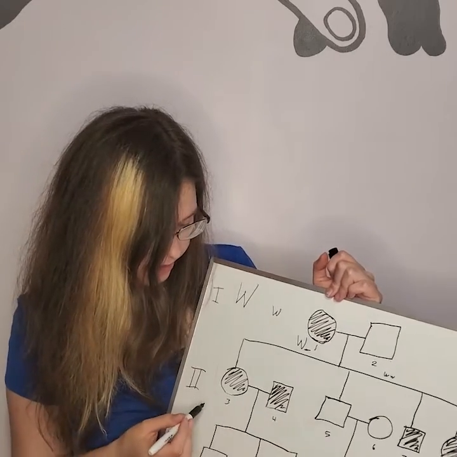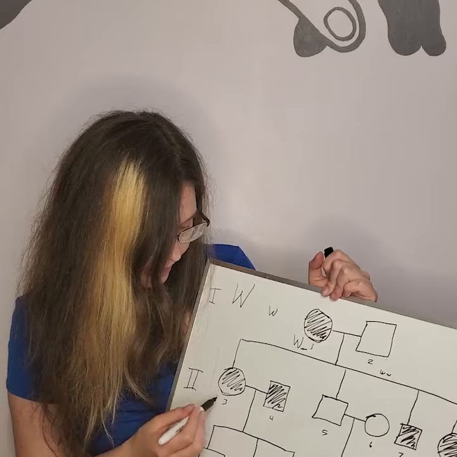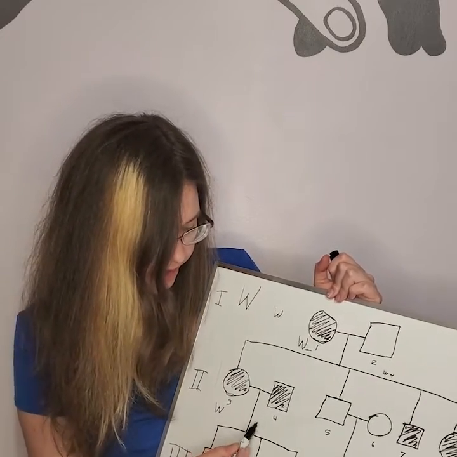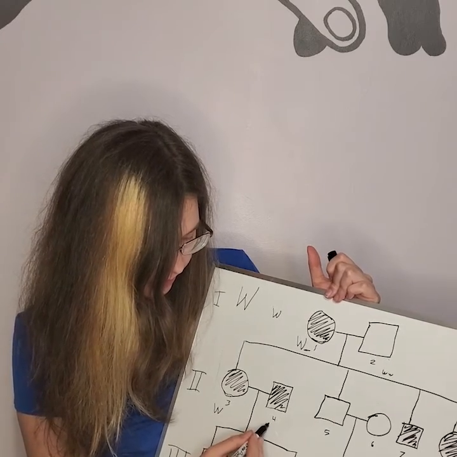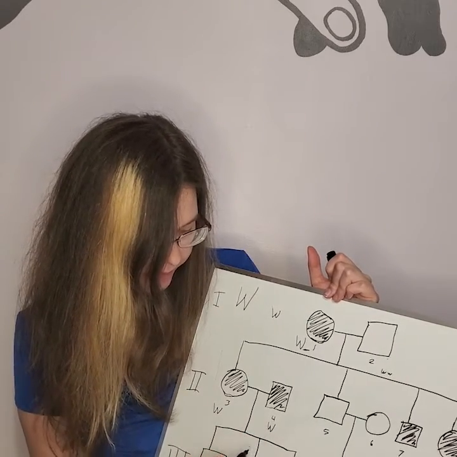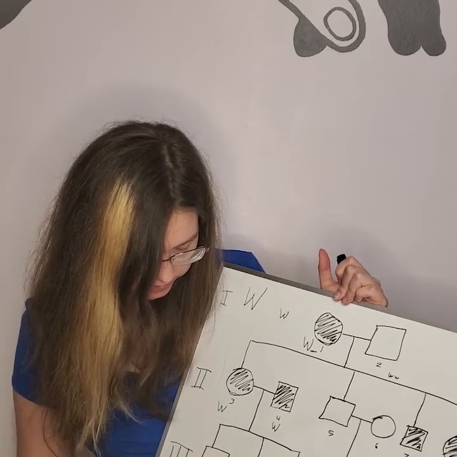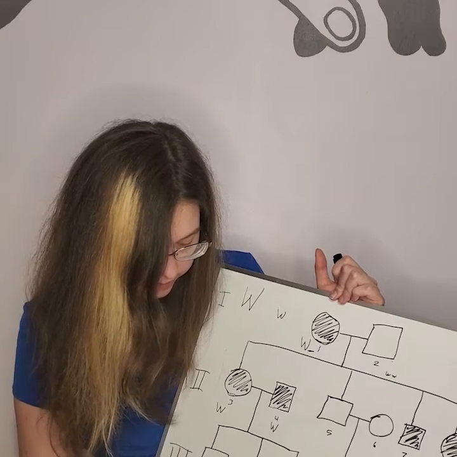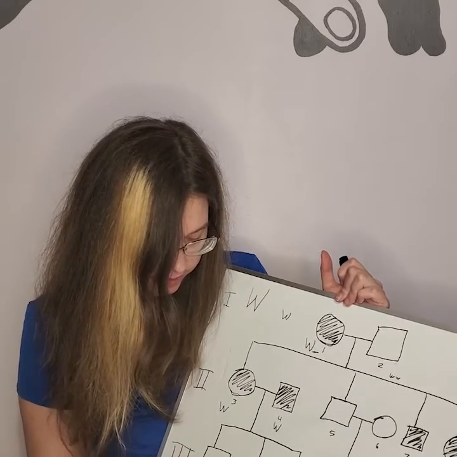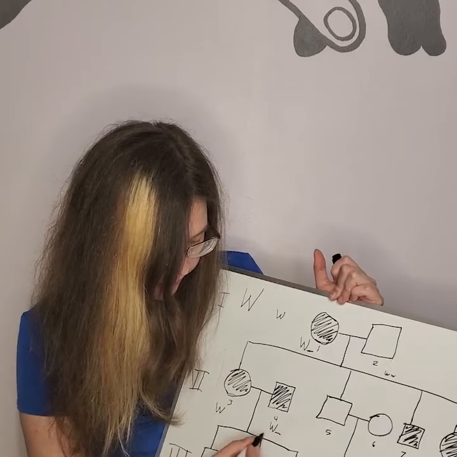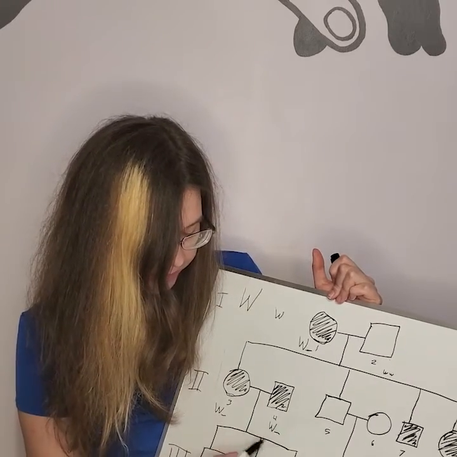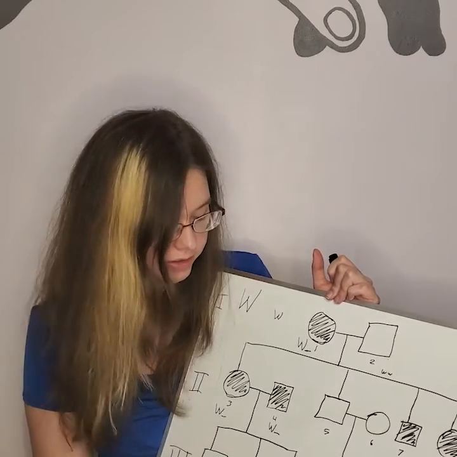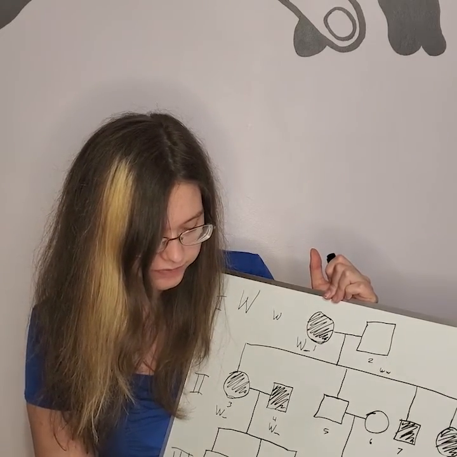Okay. So individual number 3 has a widow's peak. So at least 1 capital W. And her husband also has a widow's peak. So capital W. And then their children. This one does not have a widow's peak. So 2 little w's. This one has a widow's peak. And then I'm just adding a space there so that we know that there's another one that's needed. And then this one has a widow's peak.